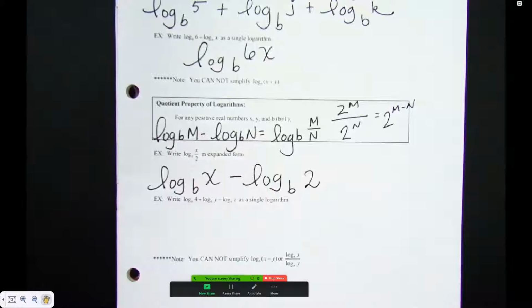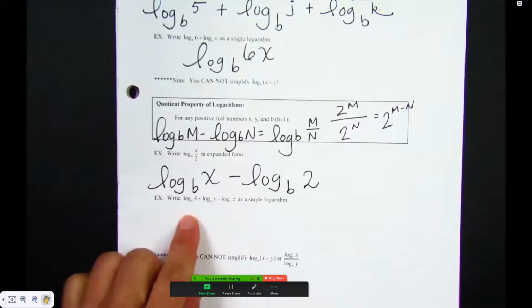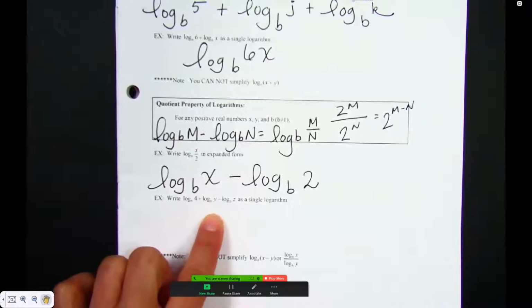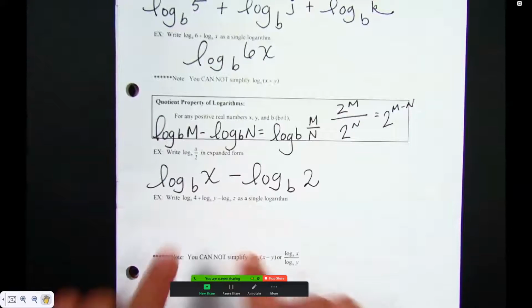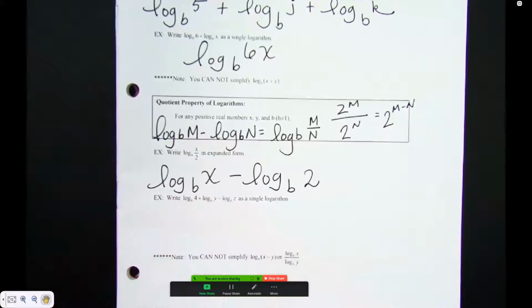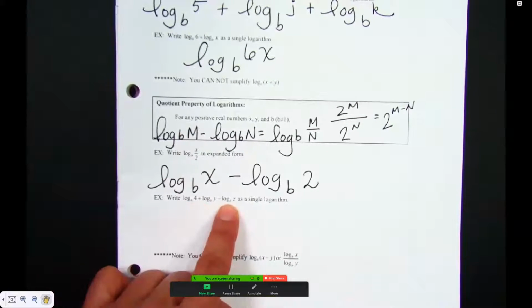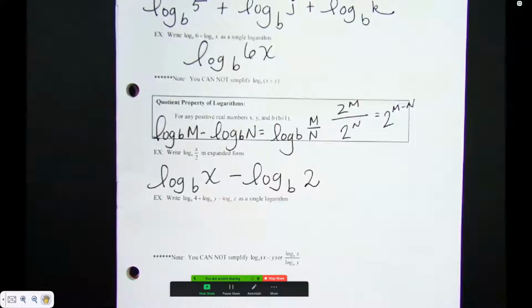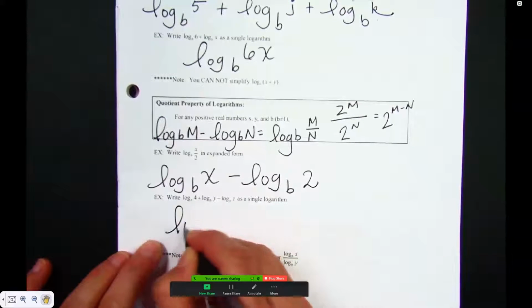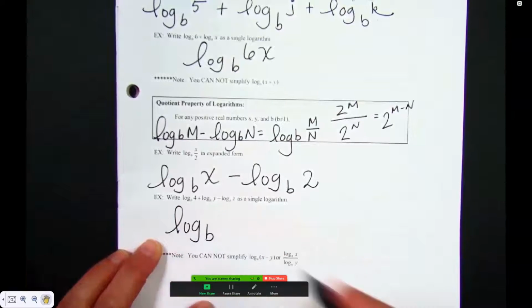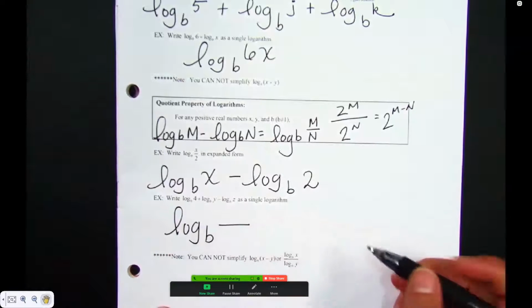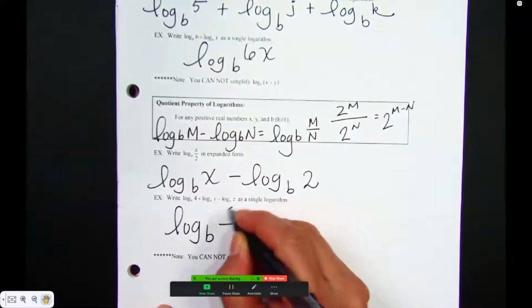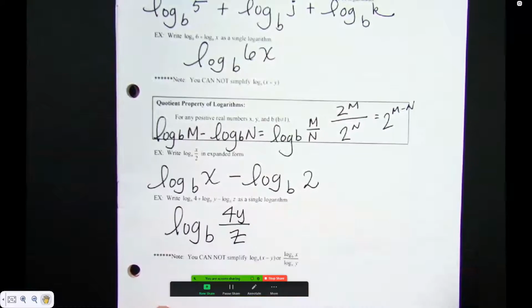All right, next one. So I'm checking to make sure they all have the same base. They have to have the same base. They do. So we're able to use our properties. I've got 3 terms here, guys. I have 2 terms that are positive, and I have 1 term that's negative, which means 2 things are going to be in the numerator. 1 thing is going to be in the denominator. So I'm going to go ahead and write log base b. And then what's in the numerator? I thought I heard somebody say it. Yeah, and then the z is down below.